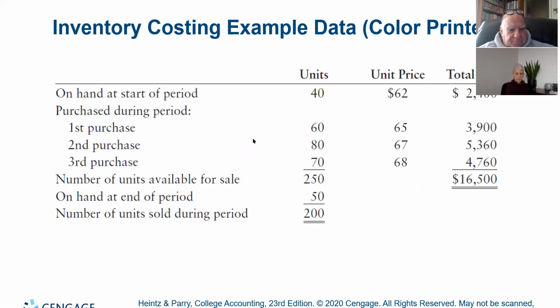Inventory costing using color printers. Well, here we go. We had 40 units at the beginning at 62. And then we bought 60, 80, and 70 more. Notice the prices are going up, okay?